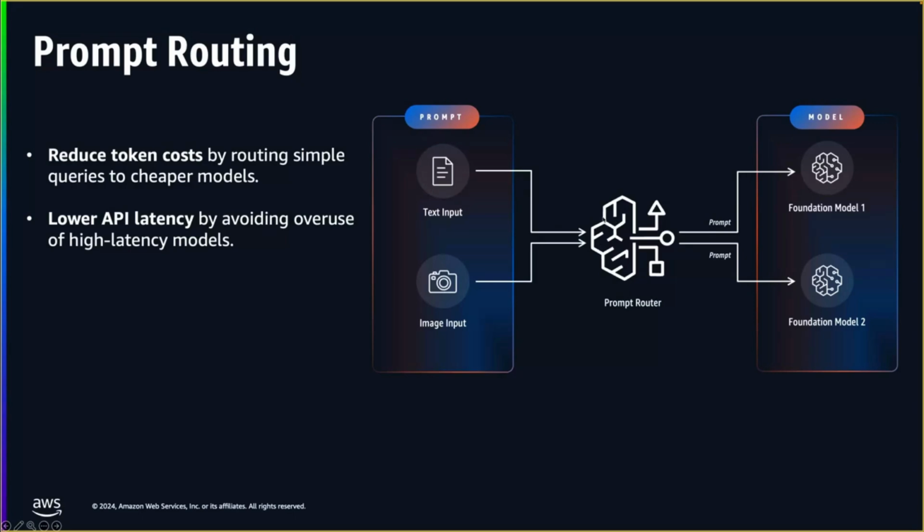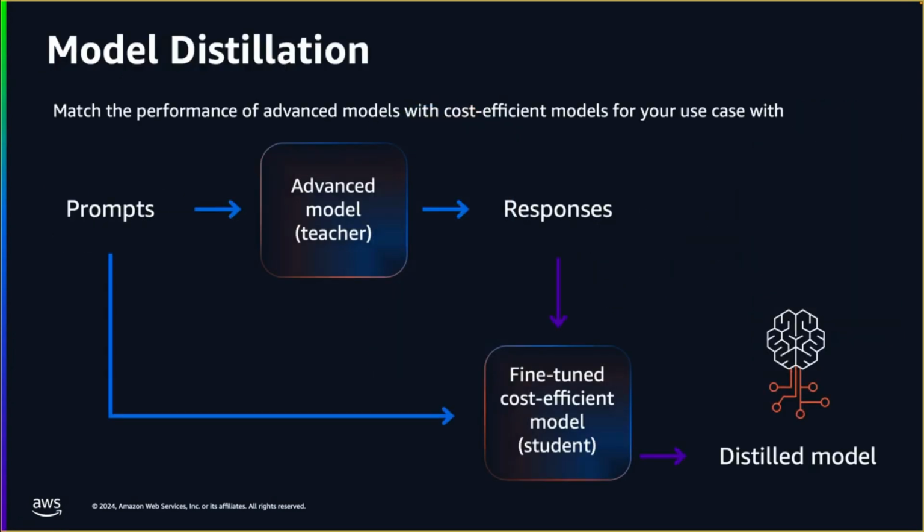You can also use a smaller model in the prompt router which will help it to decide and classify which model should be used for the request as well.